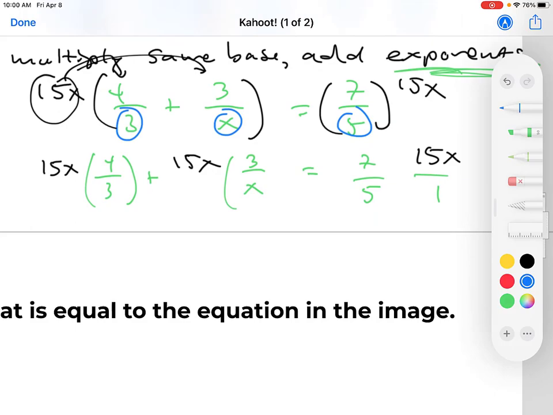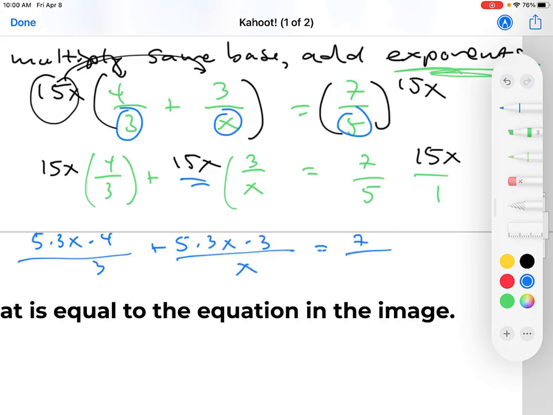So 15x is 5 times 3 times x times 4. Again, 15x here is 5 times 3 times x times 3 over x. And 15x again is 5 times 3 times x. Let's go ahead and have a canceling party here. 3 divided by 3 is 1. x divided by x is 1. And 5 divided by 5 is also 1.